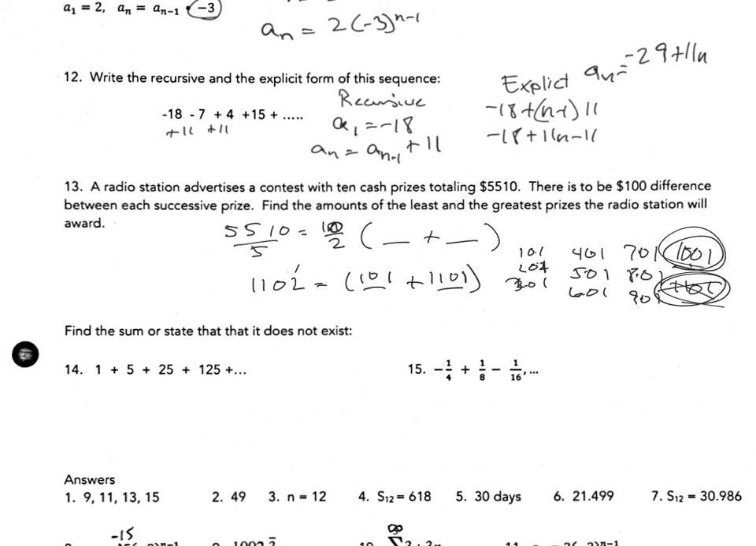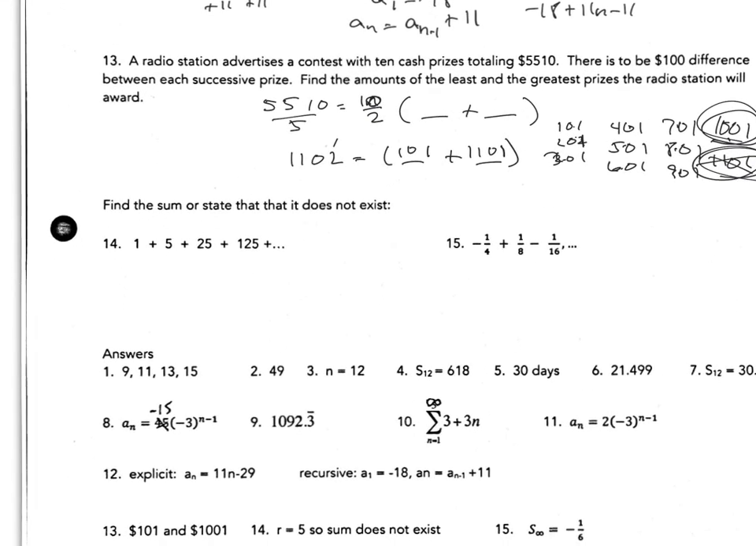My fault. There will be 2 problems like 14 and 15 to find this infinite sum or to state that the sum does not exist. Of course, this is all about r. So make sure you find r. This one looks like we're multiplying by 5. So this does not exist because r is too large. r is greater than 1.